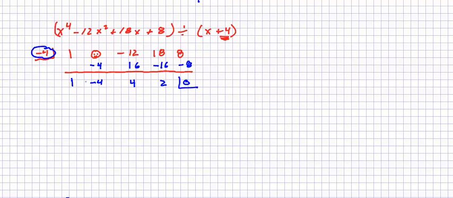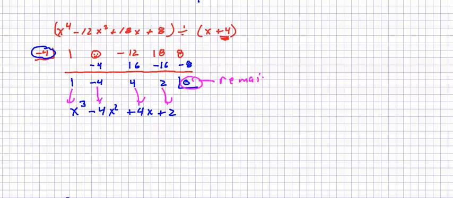My answer, it's a 4th degree, so my answer is a 3rd degree: x cubed minus 4x squared plus 4x plus 2. Done deal. All right? This is my coefficient, my coefficient, my coefficient, my coefficient, and my remainder.